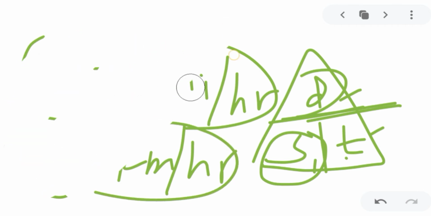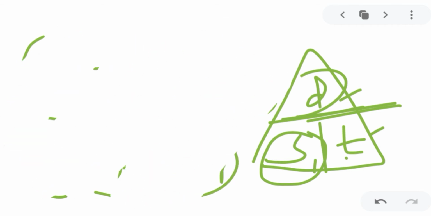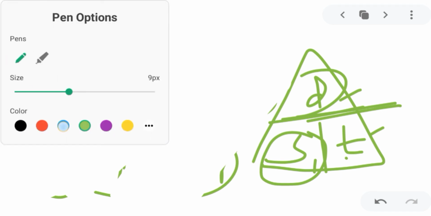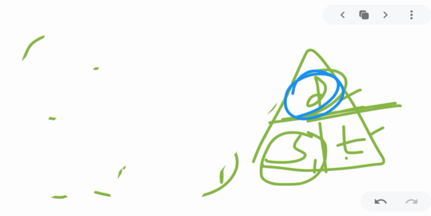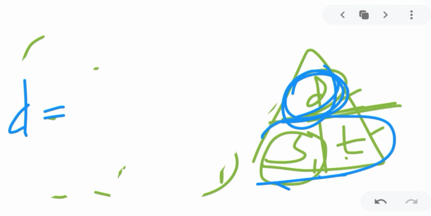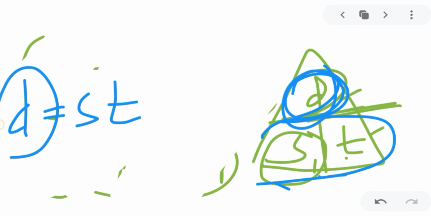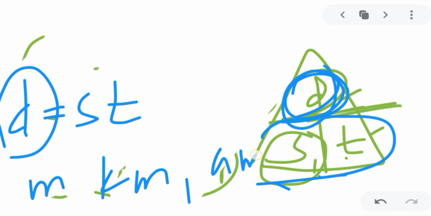Then another quantity that we will be discussing is the distance. To determine the formula for distance, distance is equivalent to speed multiplied by time. Magkatabi, di ba? So that is speed multiplied by time. And distance is expressed in meters, kilometers, centimeters, or hectometers.